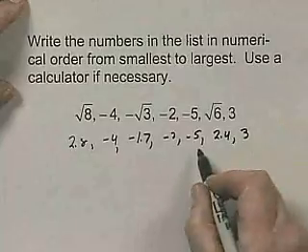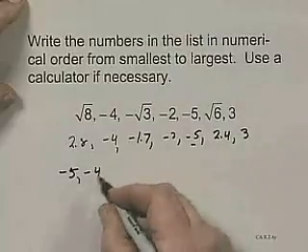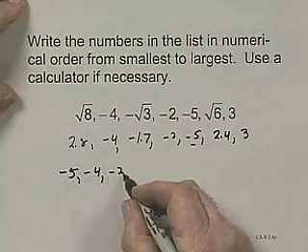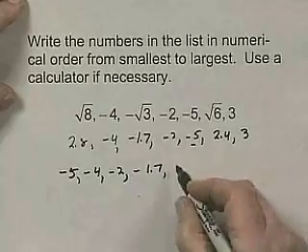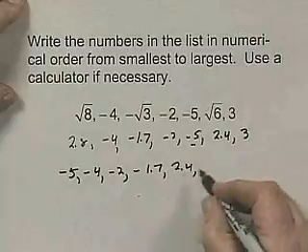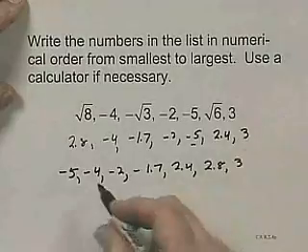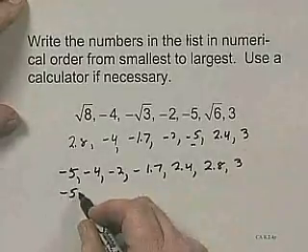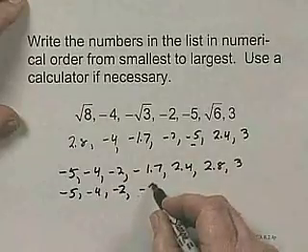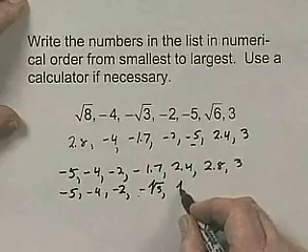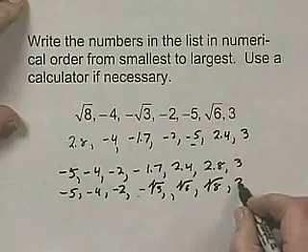And now we can order them. Our smallest number is negative 5. Our next number is negative 4. Then comes negative 2, negative 1.7, then 2.4, 2.8, and then 3. And then go back to our original numbers, which are negative 5, negative 4, negative 2, negative the square root of 3, the square root of 6, the square root of 8, and 3.